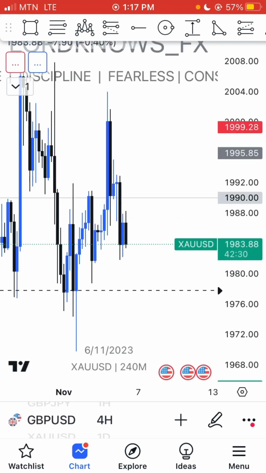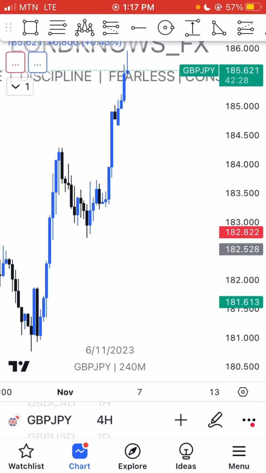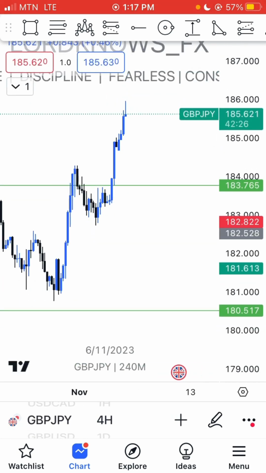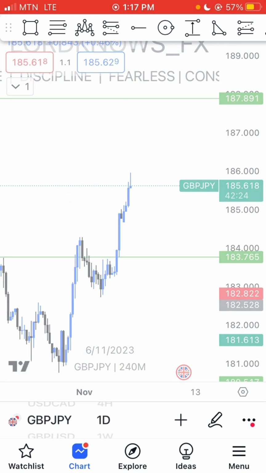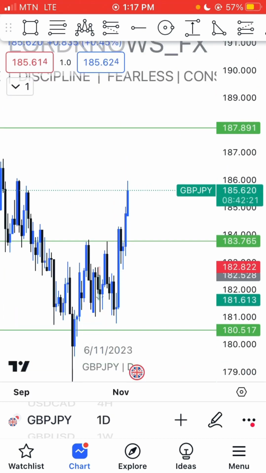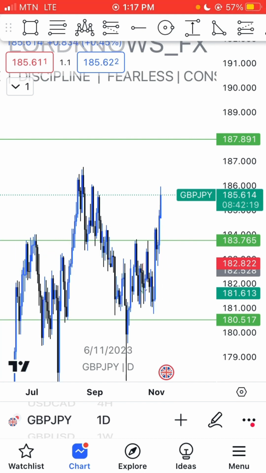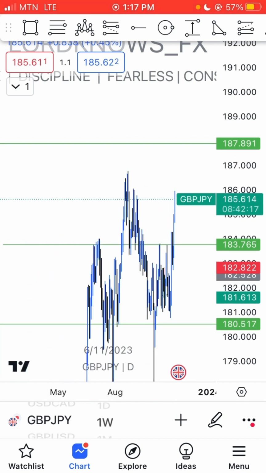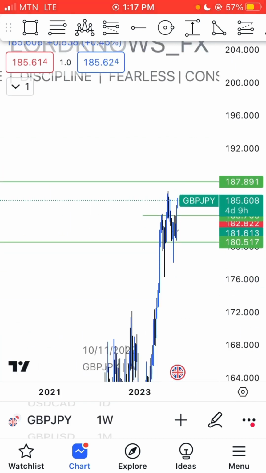Okay, so let me jump to GBP JPY. I don't trade GBP JPY, but I have my eyes on this pair. With this, I'm waiting for it to get to this zone. So let me go to weekly so that you know why I marked that zone.